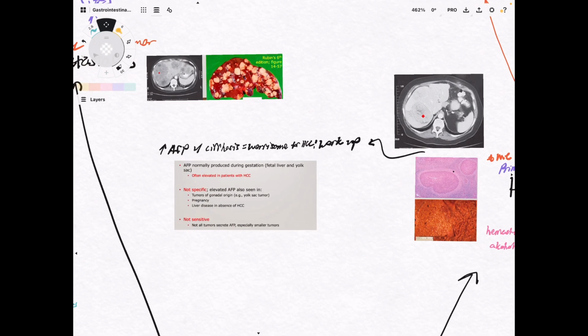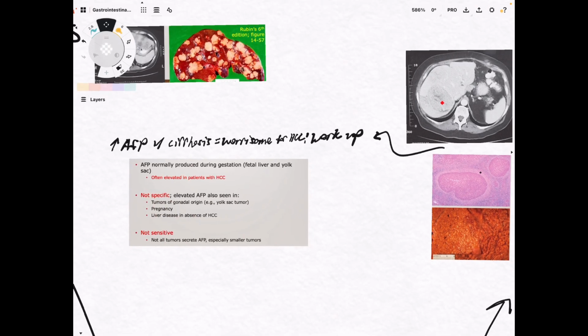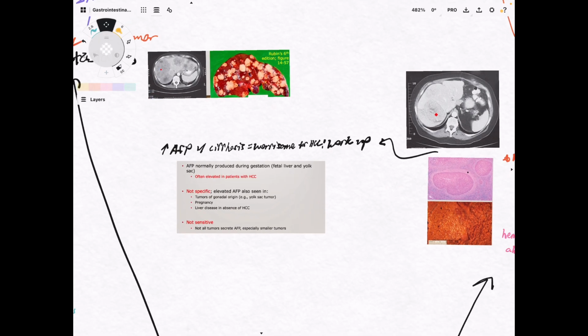To work this one up, you're going to see increased AFP with cirrhosis. So that's going to be worrisome for hepatocellular carcinoma. It's not specific for this disease, but it's very worrisome. You can also see it in other conditions like a yolk sac tumor, pregnancy, or liver disease in the absence of HCC. So it's not sensitive, but it's very worrisome if you see cirrhosis and increased AFP together.